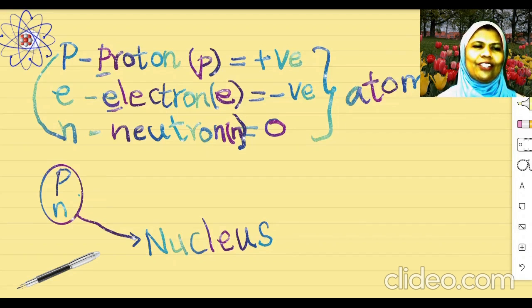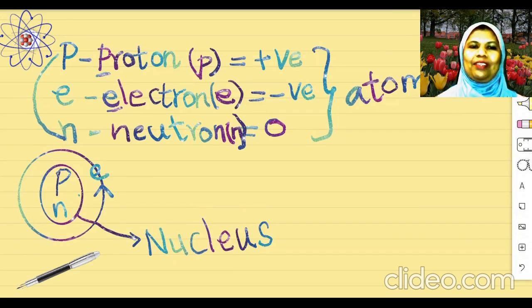The electron will tell, no matter, I will safeguard you like that. Now the electron will revolve around this nucleus. So this is the structure of atom.